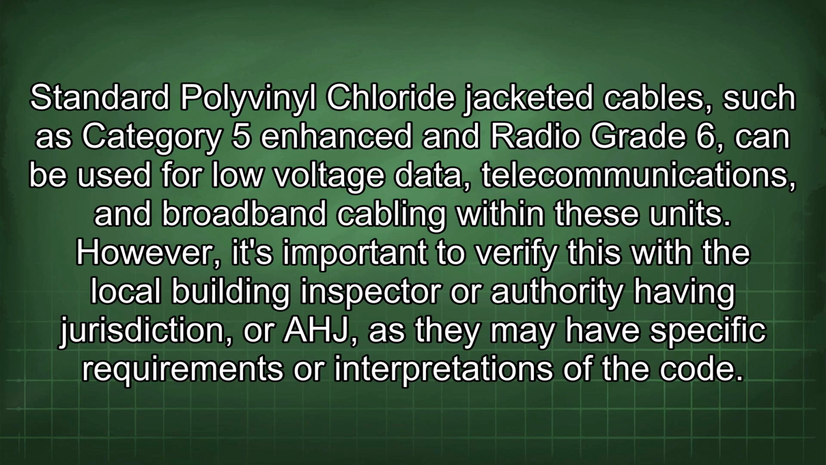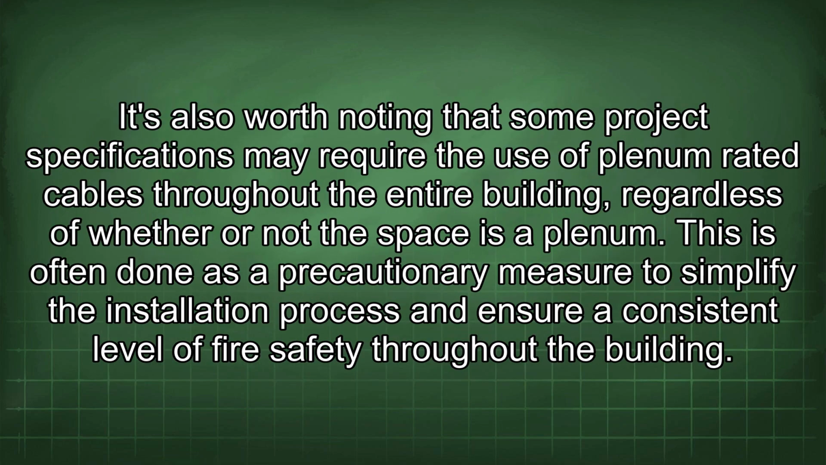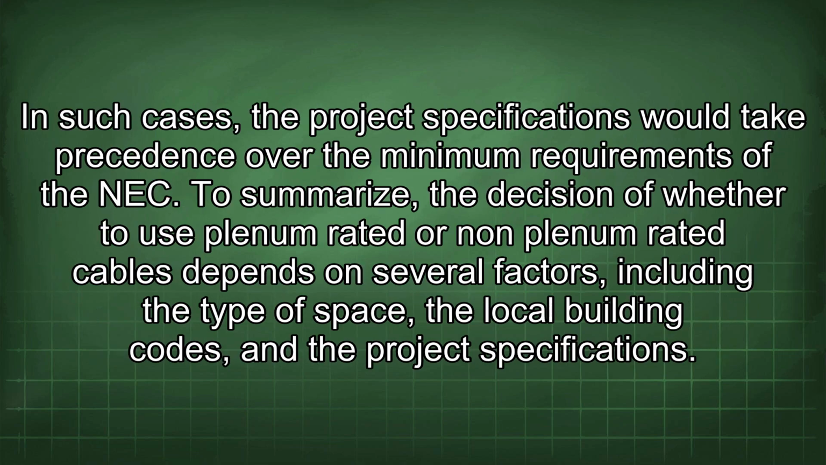However, it's important to verify this with the local building inspector or authority having jurisdiction, or AHJ, as they may have specific requirements or interpretations of the code. It's also worth noting that some project specifications may require the use of plenum-rated cables throughout the entire building, regardless of whether or not the space is a plenum. This is often done as a precautionary measure to simplify the installation process and ensure a consistent level of fire safety throughout the building. In such cases, the project specifications would take precedence over the minimum requirements of the NEC.